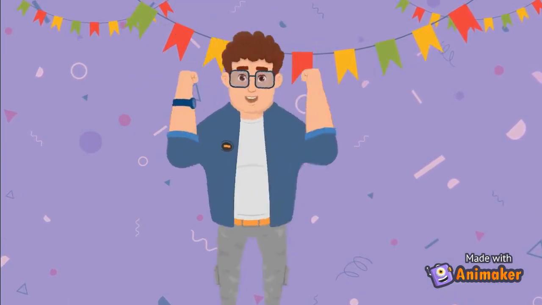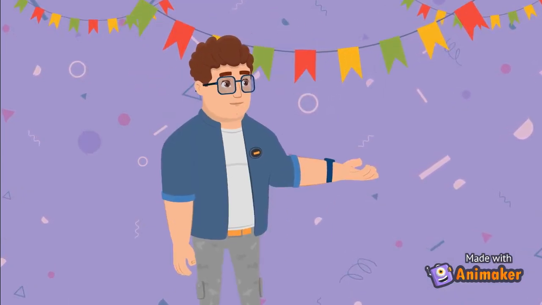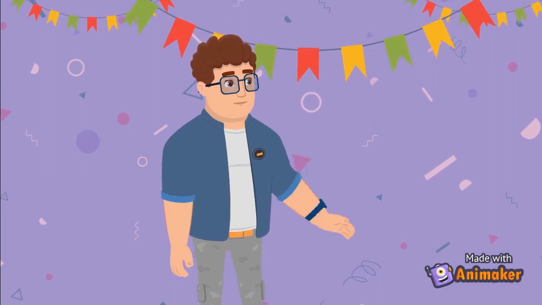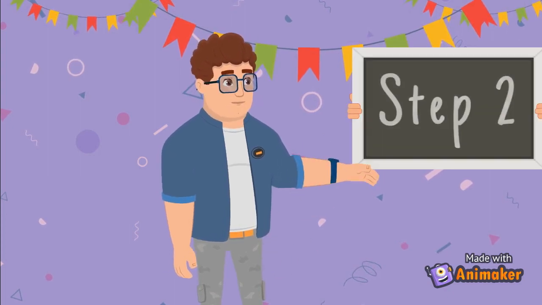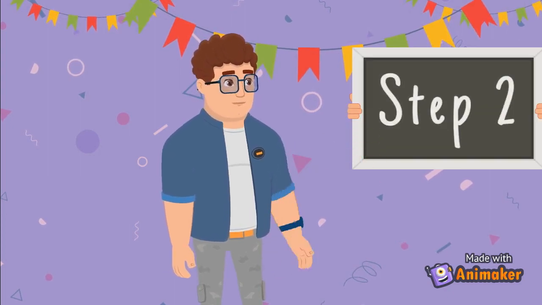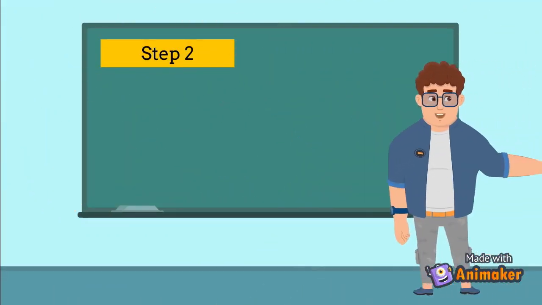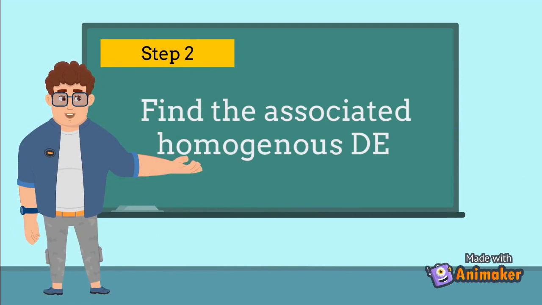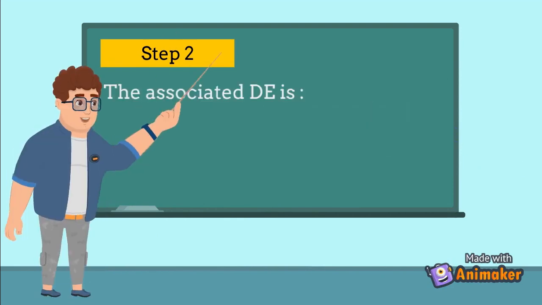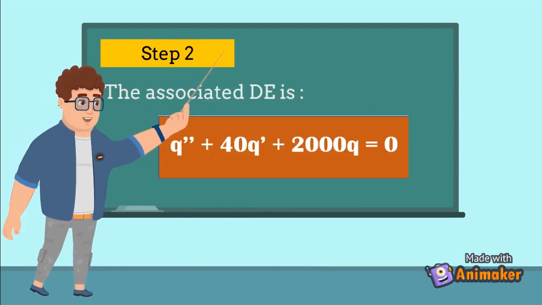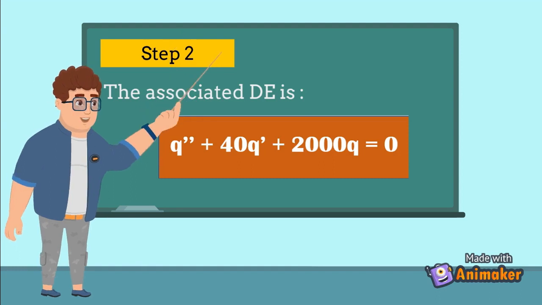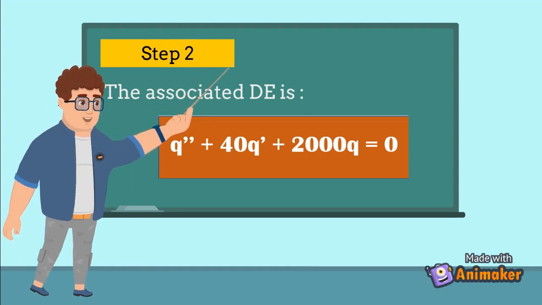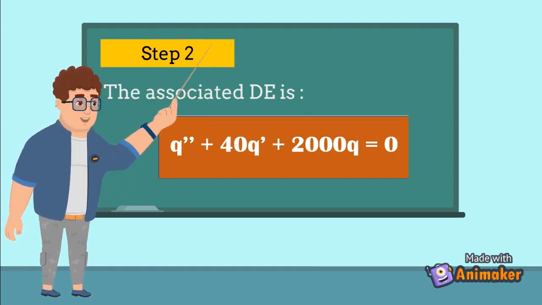Yeah! We are done with step number 1. I hope you understand how to calculate in step 1. Now, we move on to step number 2. For step number 2, the first thing that we need to do is find the associated homogeneous DE. The associated homogeneous equation that we will get for this question is q double prime plus 40 q prime plus 2000 q equals 0.